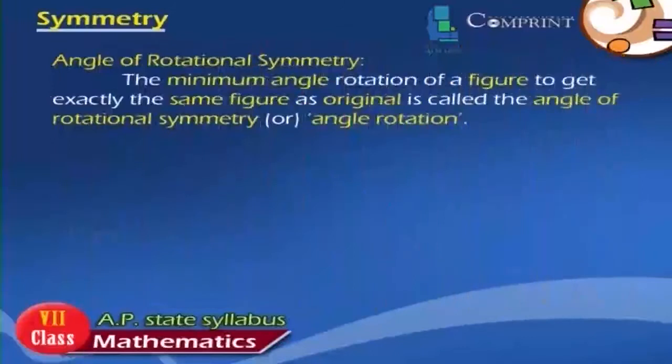Angle of rotational symmetry. The minimum angle of rotation of a figure to get exactly the same figure as the original is called the angle of rotational symmetry or angle of rotation.